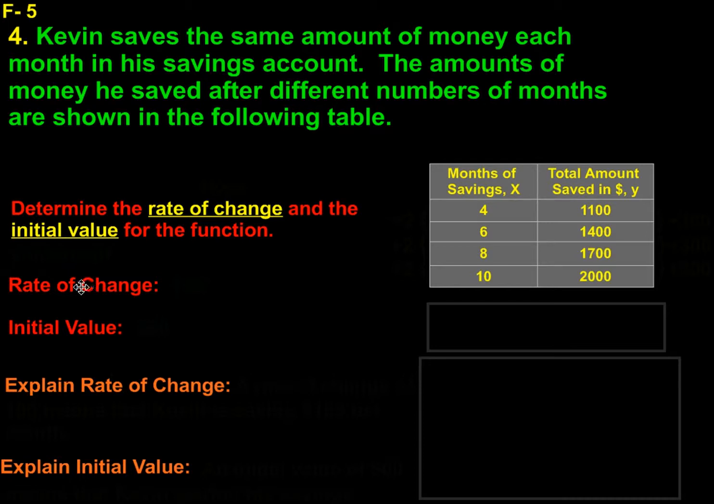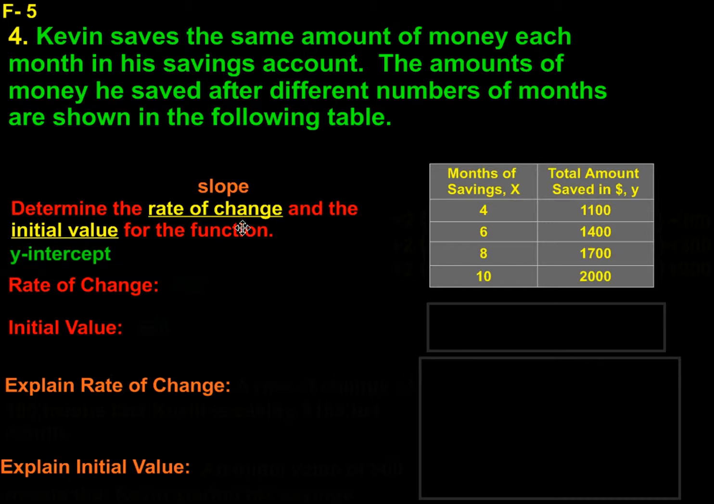Okay, let's start off by talking about these terms, rate of change and initial value. Rate of change is also the slope. So when you hear rate of change, you should be thinking slope. And initial value is also similar to another term that we've used quite often, y-intercept.